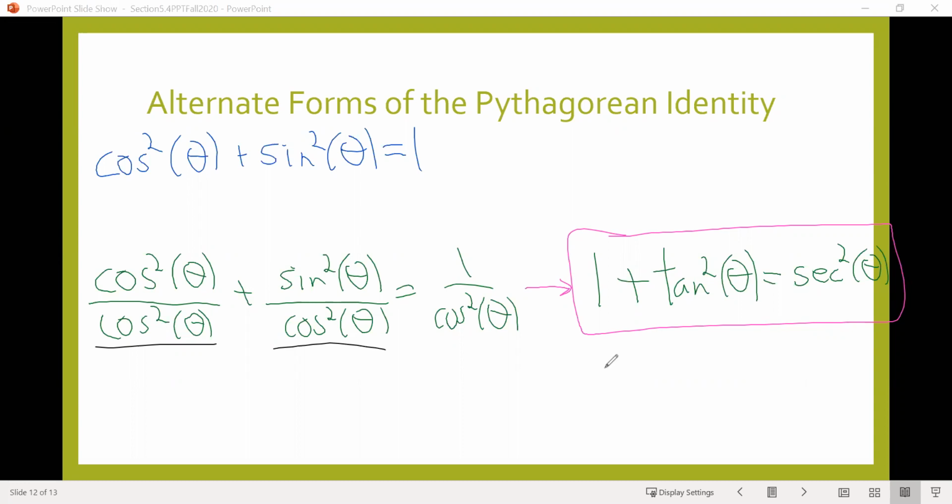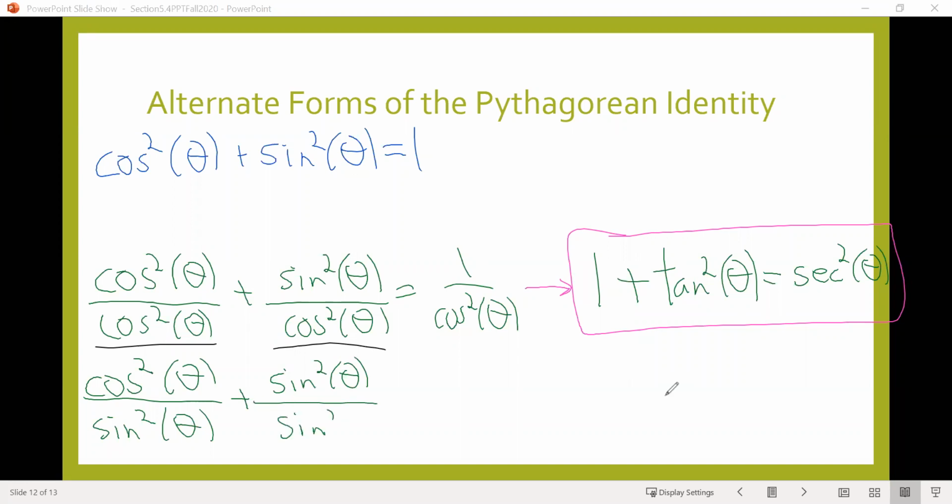So what else do you suppose we could do? That's right, let's divide everything by sine squared and see what happens. So we can make this cosine squared over sine squared plus sine squared theta over sine squared theta, and that equals 1 over sine squared theta.